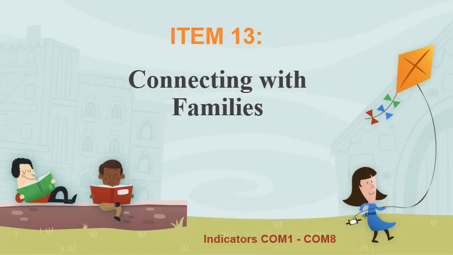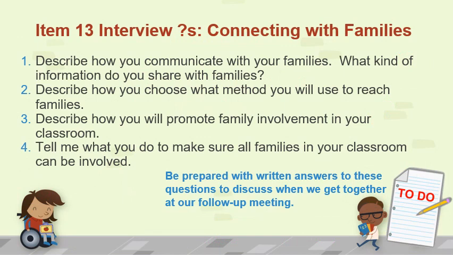The second item that is an interview item is item 13, connecting with families. There are 8 indicators ranging from COM1 to COM8. For item 13 interview questions, connecting with families, I'm asking you to be prepared with written answers to these questions to discuss when we get together at our Q&A follow-up meeting.